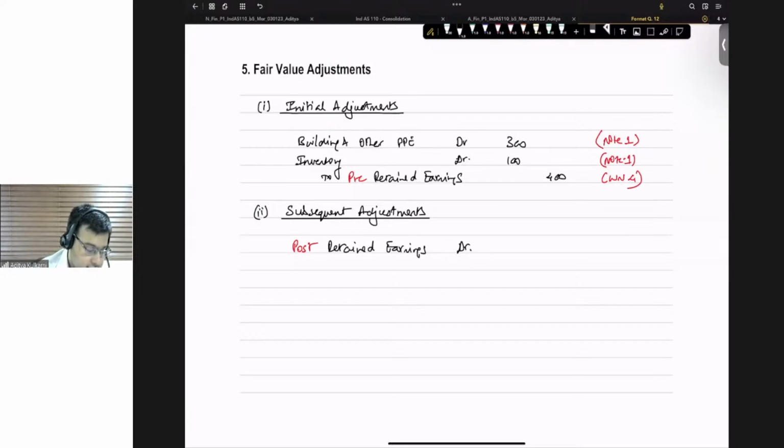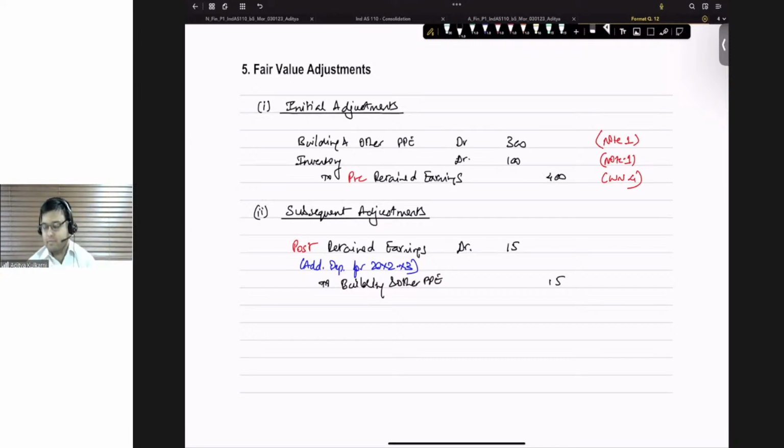Post retained earnings debit 15. This is nothing but additional depreciation for 20X2, 20X3 to building and other PP&E, 15. How are you calculating it? 300 divided by 20 years.